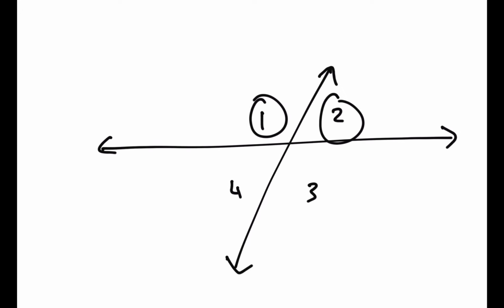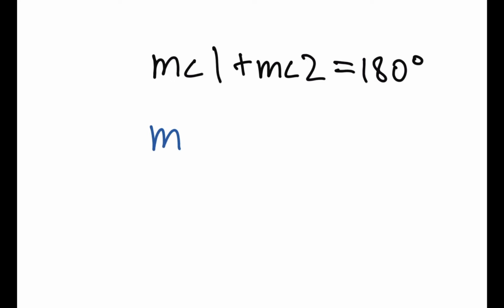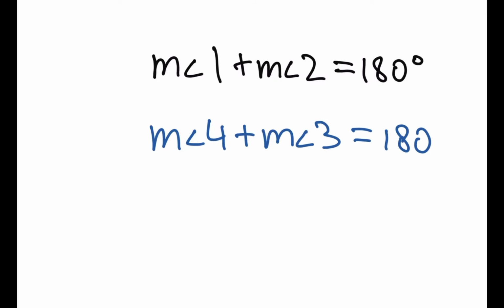Because right here is a straight line, so this angle is going to be 180 degrees. The same goes for these bottom two angle measures. We can say that the measure of angle 4 plus the measure of angle 3 is equal to 180 degrees.